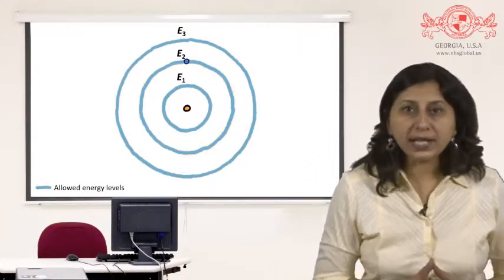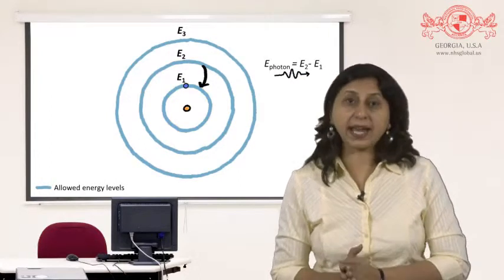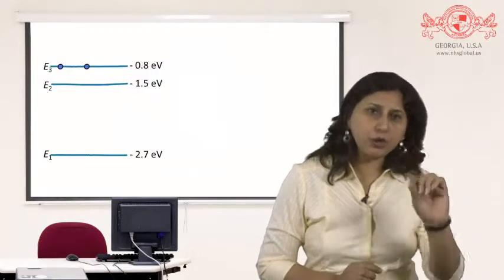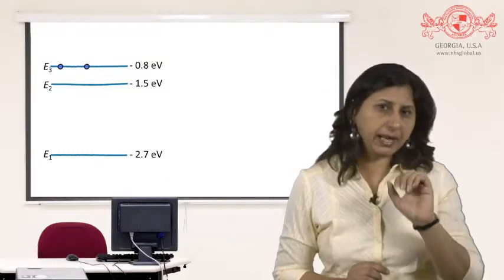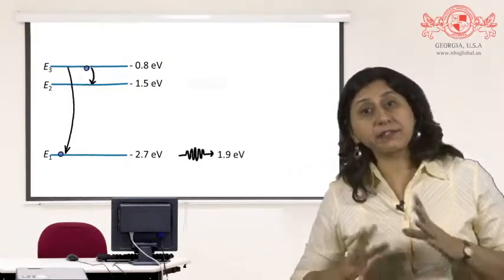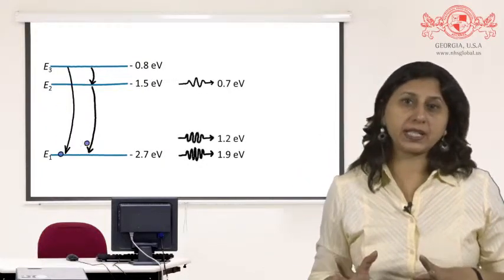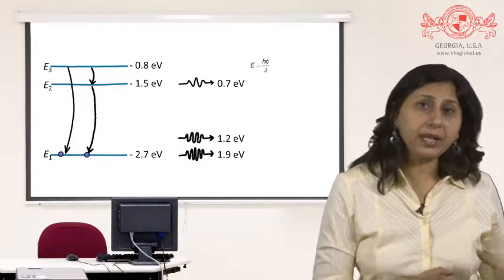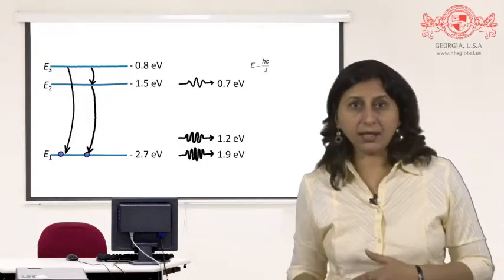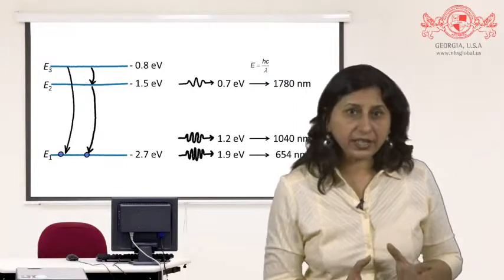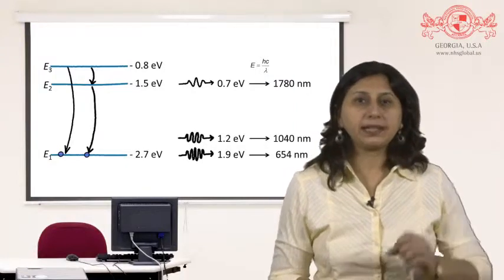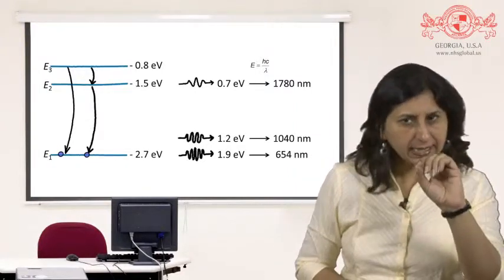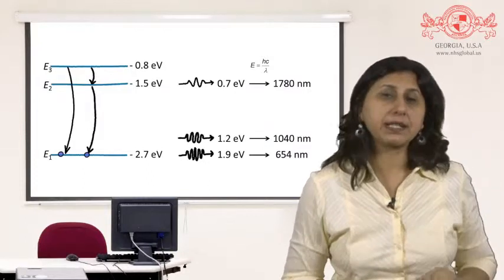So the quantization of energy levels in an atom means that only photons of certain energies can be emitted. Now, since the wavelength of a photon is related to its energy by E equal to hc over lambda, the quantization of energy levels in an atom means that only photons of certain wavelengths can be emitted by the gas atom.